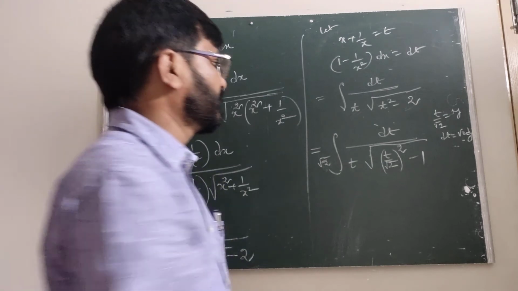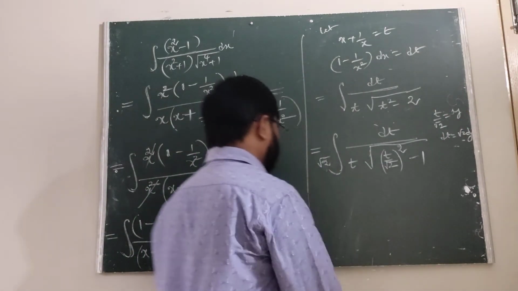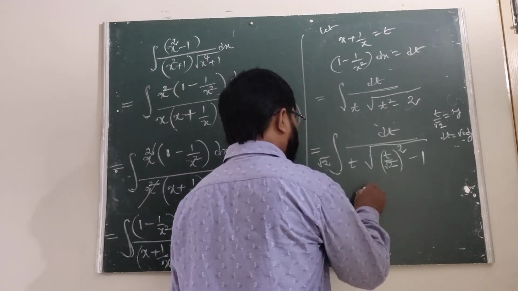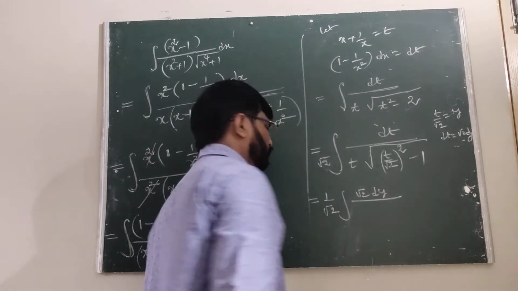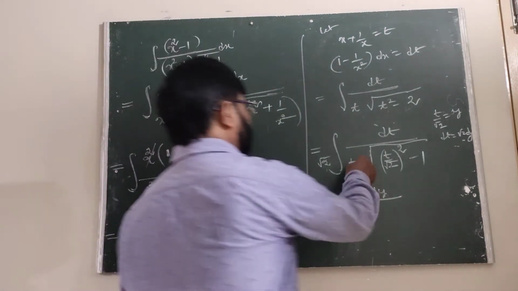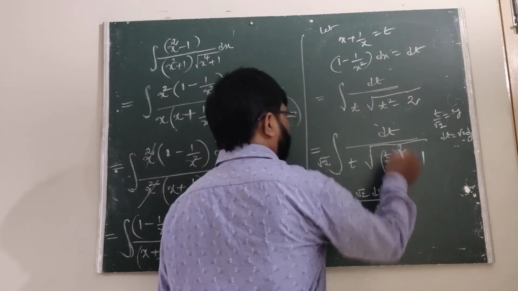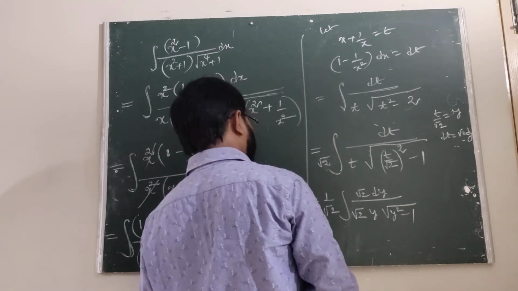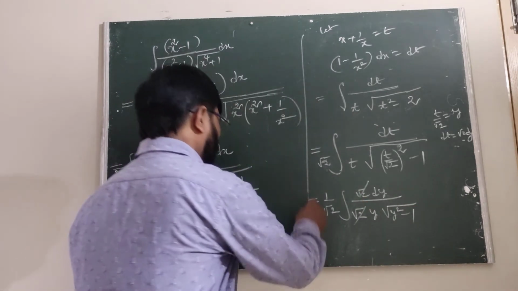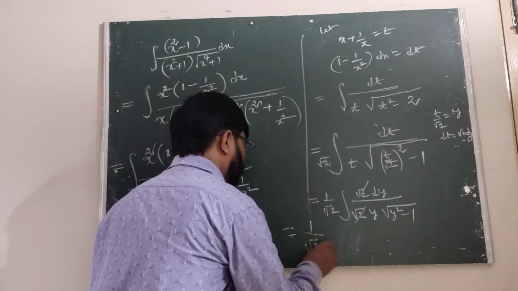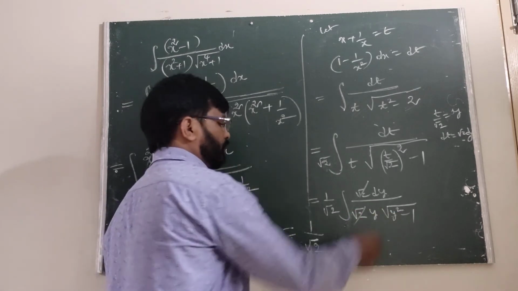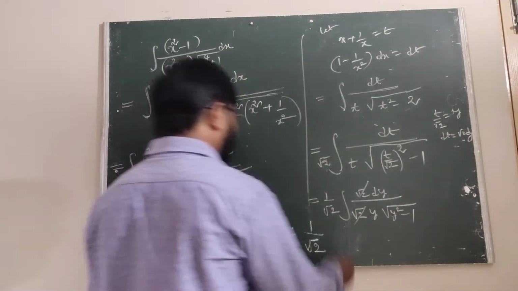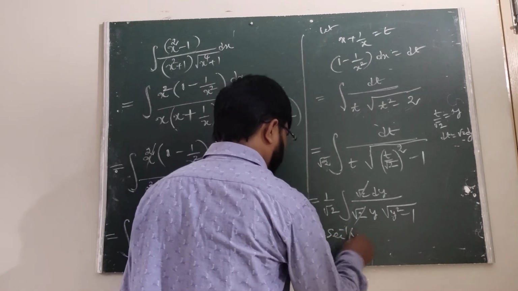Is it clear? What is dt? dt is root 2 dy. Therefore, this is 1 by root 2. What is t? t is root 2 y, and this is y square minus 1. In this case, root 2 cancels. Now this can be written as 1 by root 2 times the integral of dy by y into root of y square minus 1, which is the form of secant inverse of y plus c.